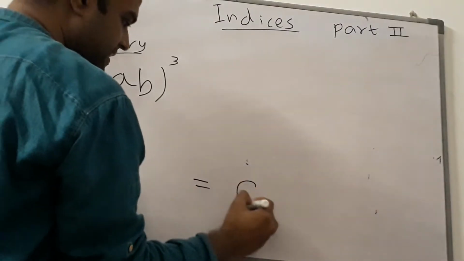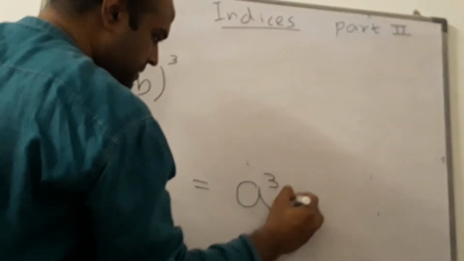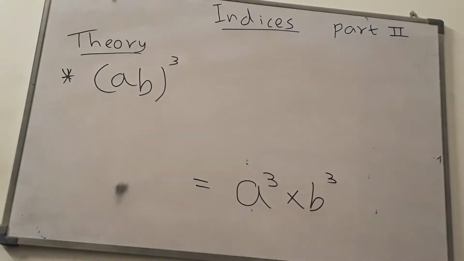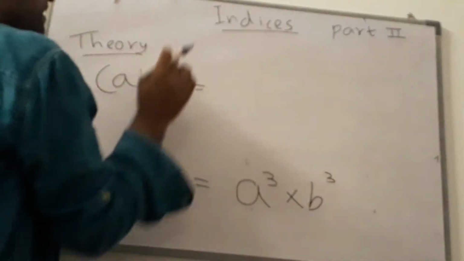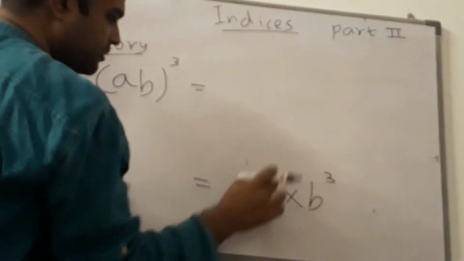Our theory here is (ab) to the power 3, and we have to make it as a^3 times b^3. We have to prove that (ab) to the power 3 is a to the power 3 times b to the power 3. How can we prove that?